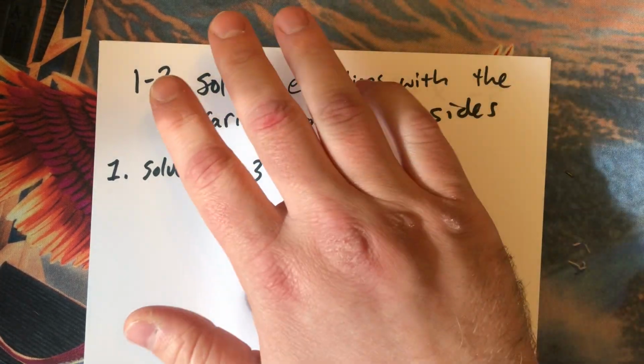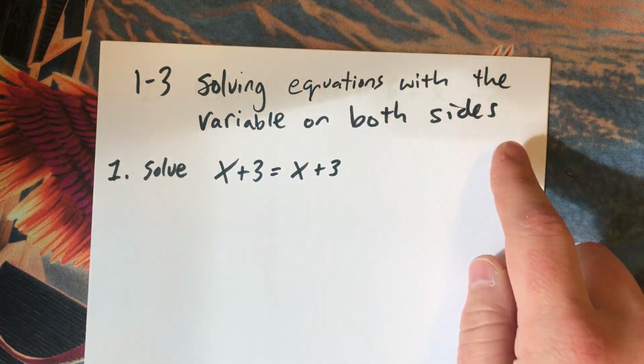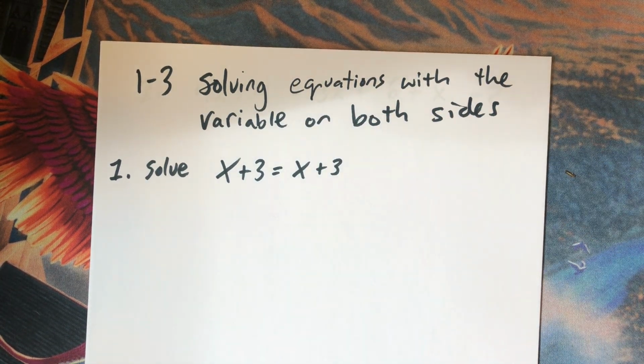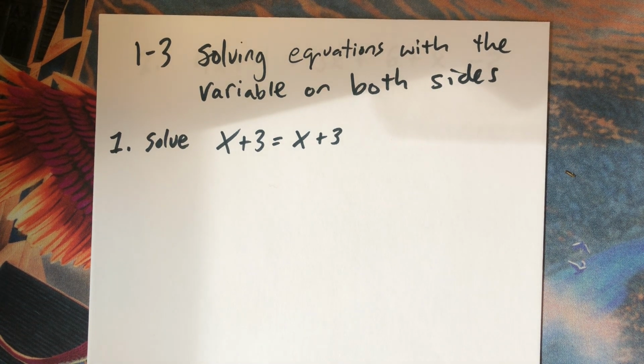So you might even want to set up the top of your paper like this, 1-3, solving equations with the variable on both sides. You don't have to write everything I write down, but in general in school, when the teacher's writing something, that's something we should probably write too.